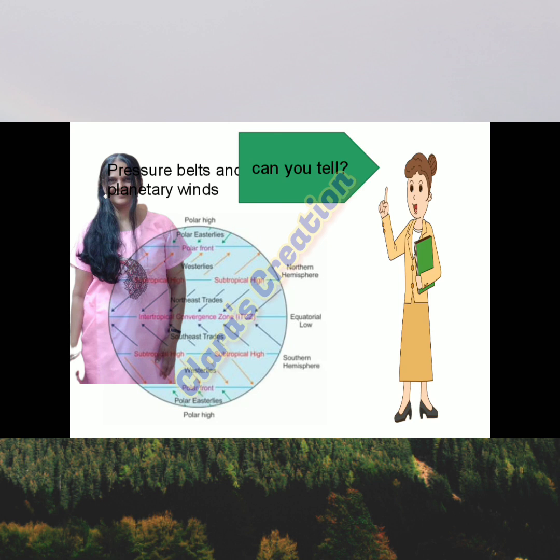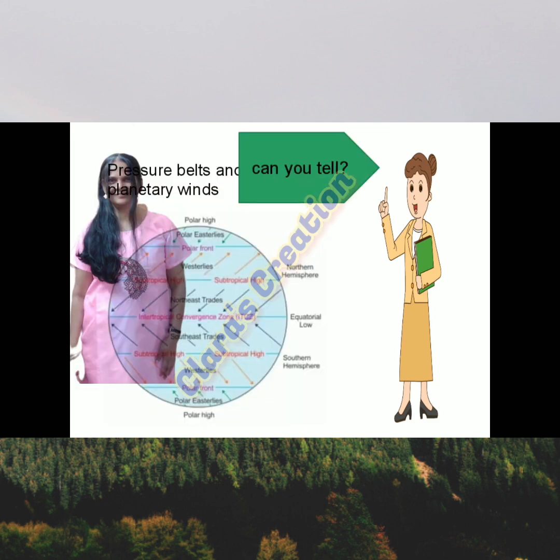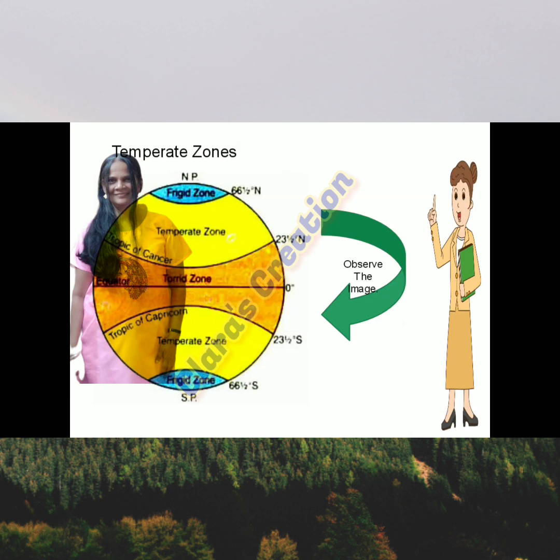What could be the reason behind the low pressure belts in the tropics? Students, the low pressure belt in the tropics is formed because of high temperature. As the temperature is high, the pressure is low. With which pressure belts are the winds in the temperate zone associated? Here you can see the temperate zone. You'll have to tell me which pressure belt is associated with it. The mid-latitudinal high pressure belts are associated.